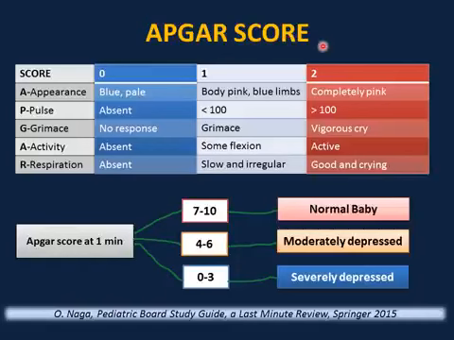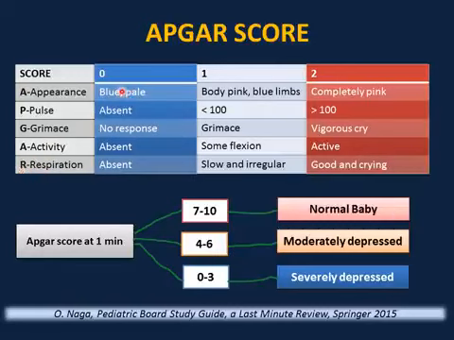APGAR score was invented by Virginia Apgar in 1952 to quickly summarize the health of newborn infant after birth. We are using the acronym APGAR to make it easy to remember the 5 criteria of APGAR. A for color or appearance, P for pulse, G for grimace or reflex irritability, A for activity or movement, and R is for respiration or respiratory effort. APGAR.